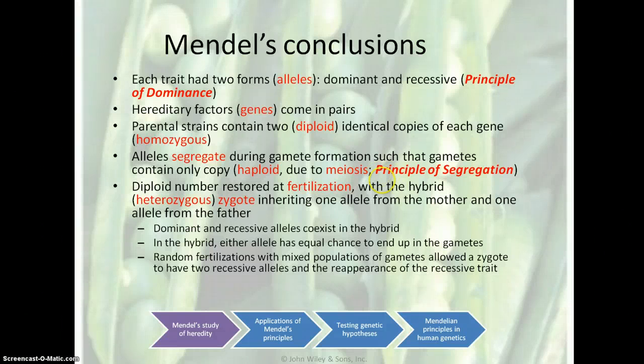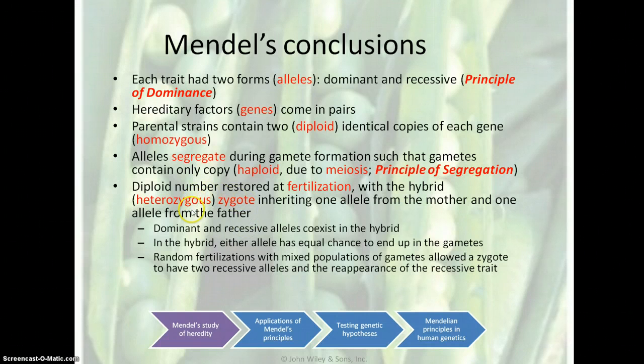Now, lastly, what he realized was that because these alleles are going to segregate during the formation of the gametes, and so each gamete is going to have only 1 copy, when those gametes were fused at the time of fertilization, in the hybrid, the diploid number is going to be restored. You get 1 allele from one parent, 1 from the other, and that gives you a diploid zygote. So the zygote being that 1-celled organism. And if you have 2 different alleles, let's say a dominant and a recessive, you are going to be heterozygous, whereas homozygous is when you'd have either 2 recessive alleles or 2 dominant alleles.